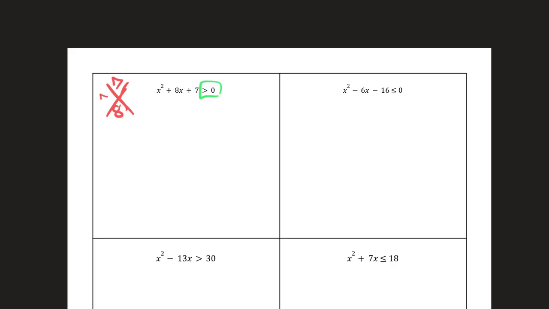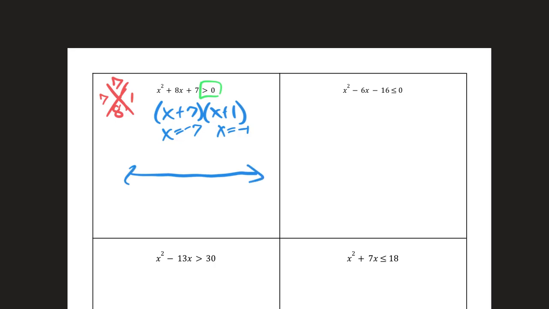So I can factor this by doing 7 times 1 is 7, and 7 plus 1 is 8. So then I can factor this. My factors would be x plus 7 times x plus 1. So then my zeros that I'm going to use to create the sign chart are negative 7 and negative 1. So I'm going to put those on the sign chart. Negative 7 has to go first.